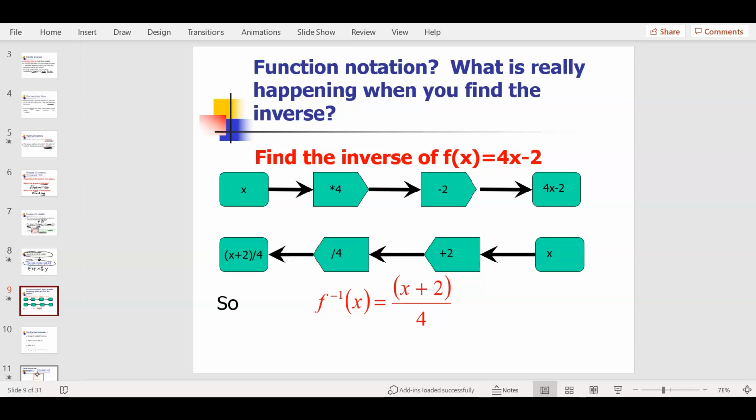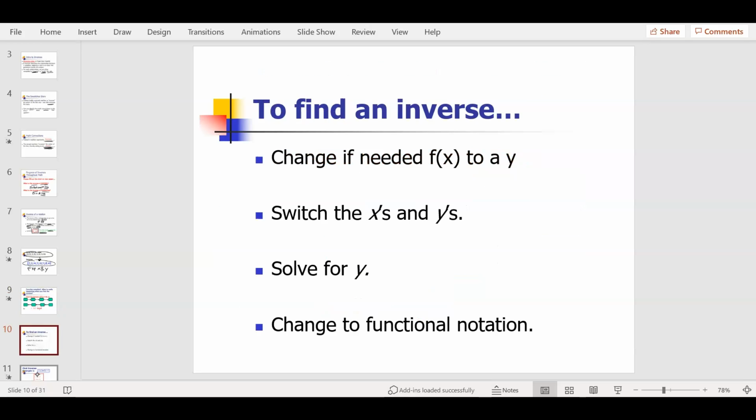So what are the 4 rules to solve an inverse function? At the bottom of your page, let's write this down. Step number 1. Change, if needed, f of x to y. So if it has an f of x, you need to turn that into a y. Step 2.